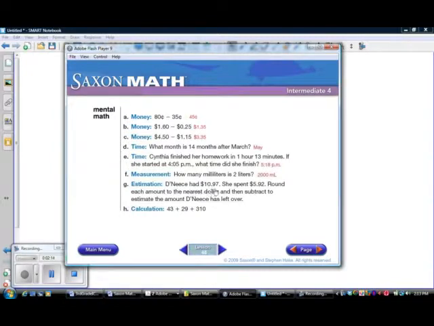Estimation. Denise had $10.97. She spent $5.92. Round each amount to the nearest dollar and then subtract to estimate the amount Denise has left over. So let's round this one off. $10.97 is really close to $11. $5.92 is really close to $6. So let's do 11 minus 6, and you've got $5.